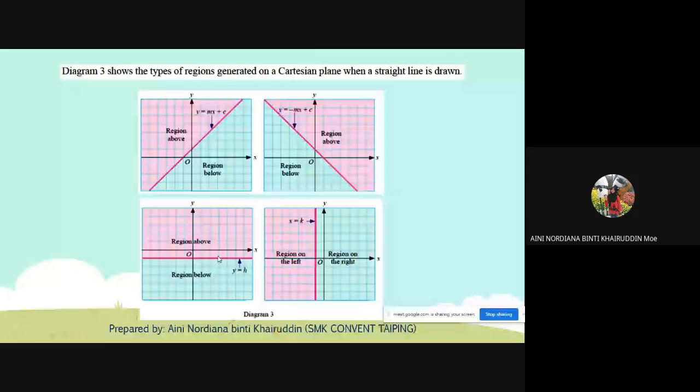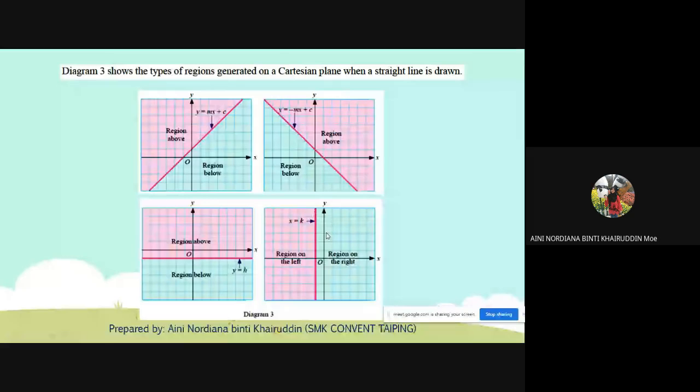Same goes to this line, y equals h, the line that is parallel to the x-axis. Above the straight line is region above. Below the straight line is region below. For the straight line parallel to the y-axis, the blue color is the region on the right and the pink region on the left.